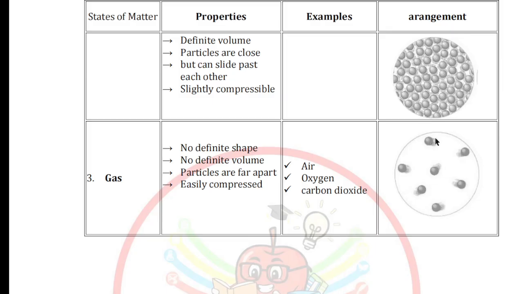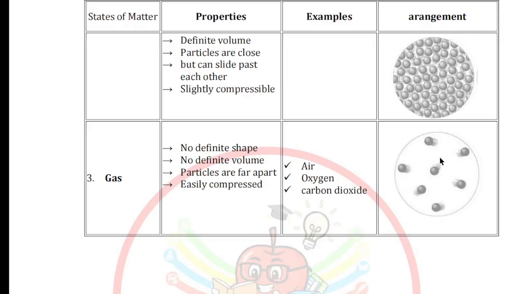You understand? Let's look at the gas particles here. What do we mean by gas? A gas is something that has no physical form. It has no definite shape, no definite volume. Particles are far apart, easily compressed. So you see these arrangements of particles here, they are very far apart, right? These are gas particles. An example of gas is air, oxygen, and carbon dioxide. So these are gas particles.